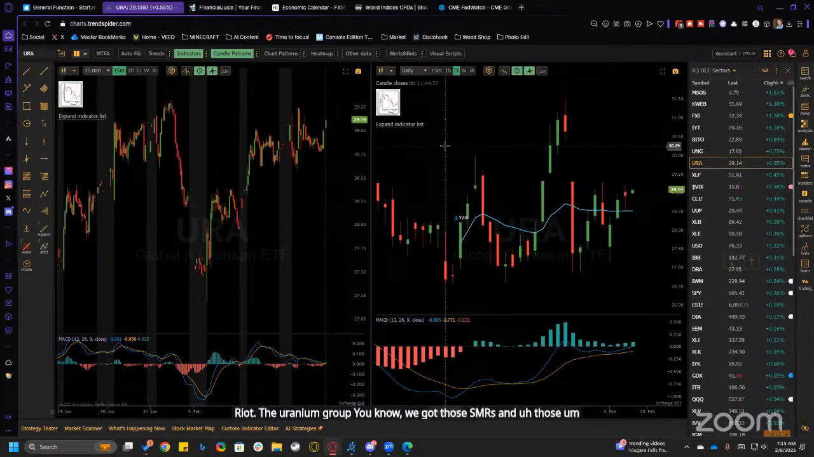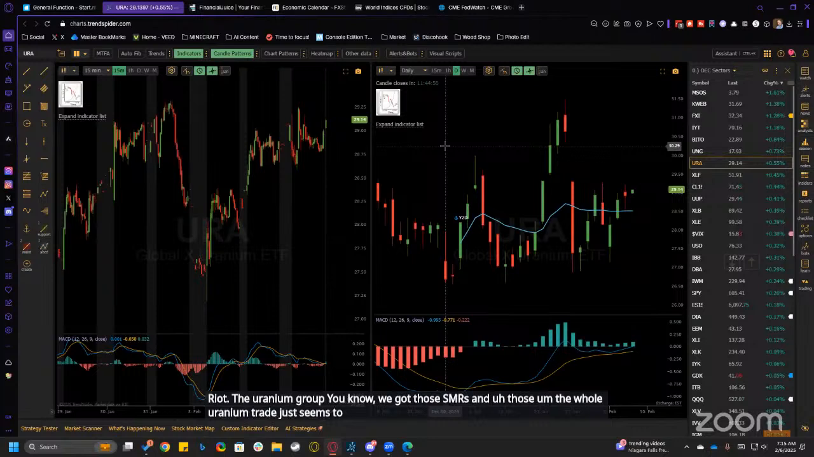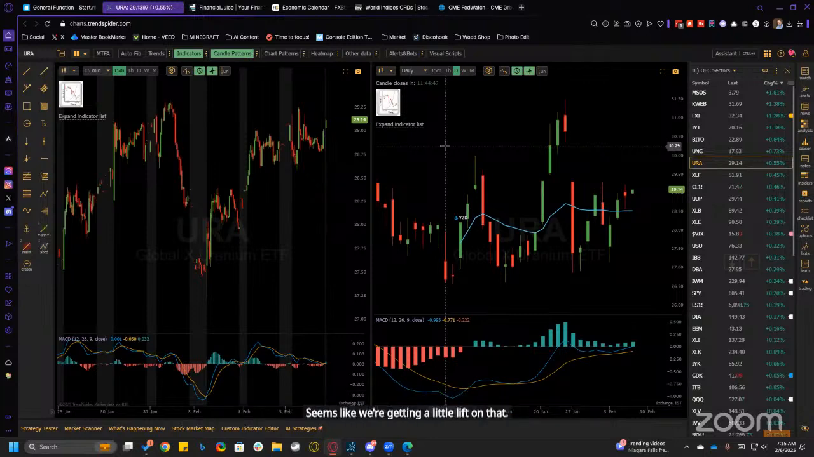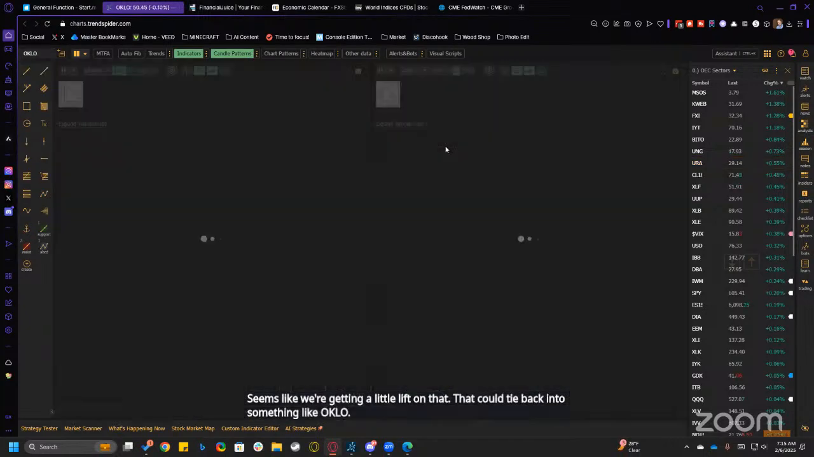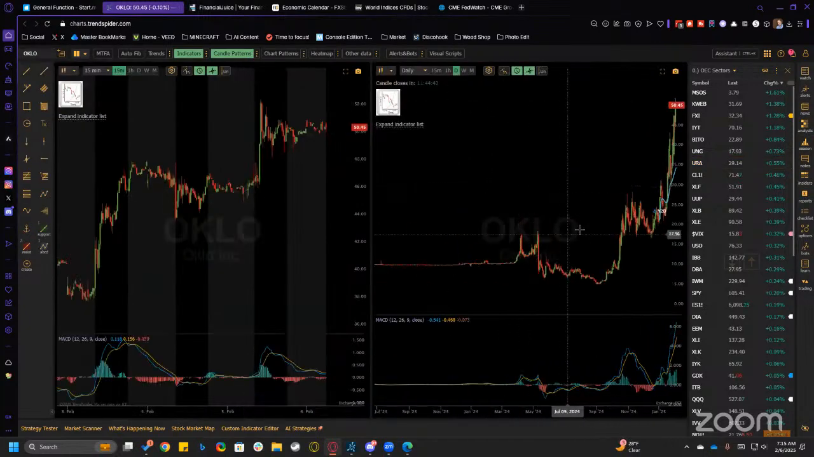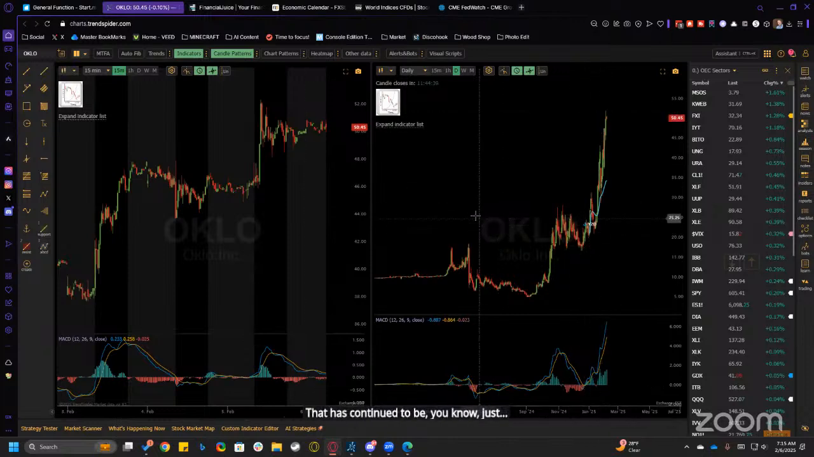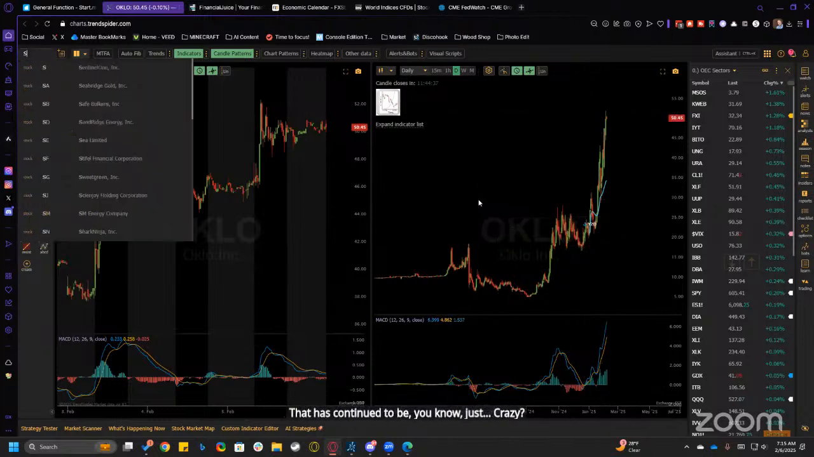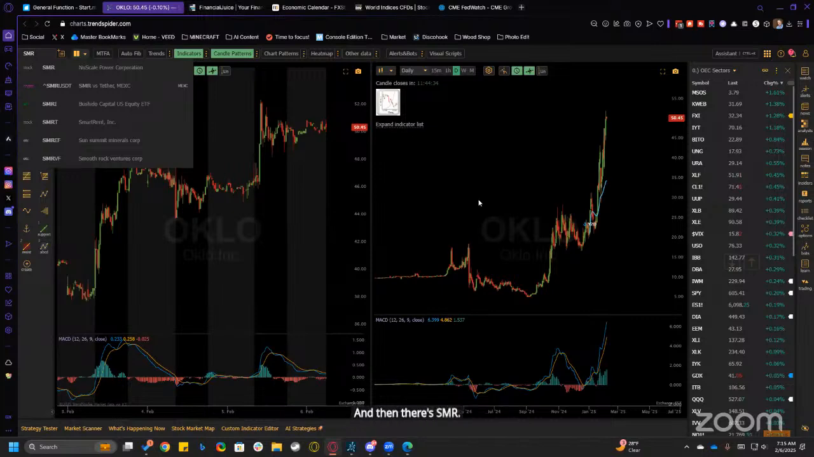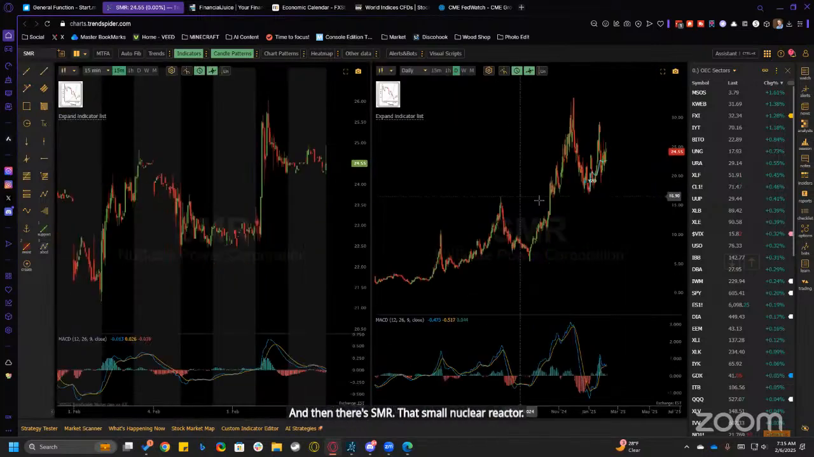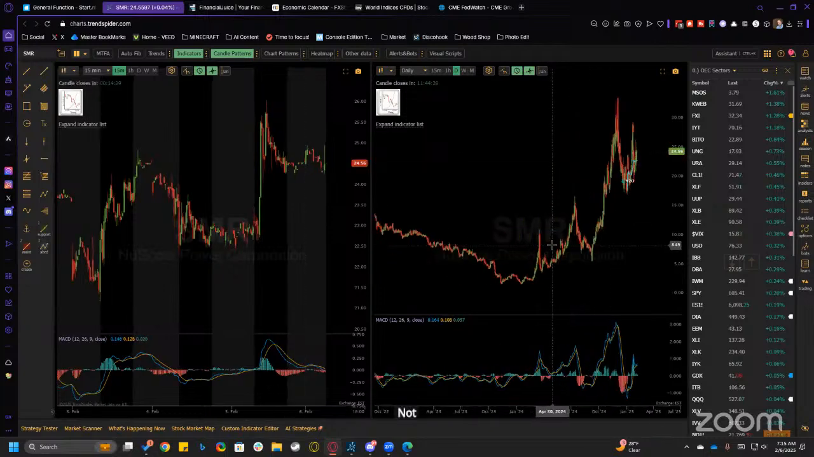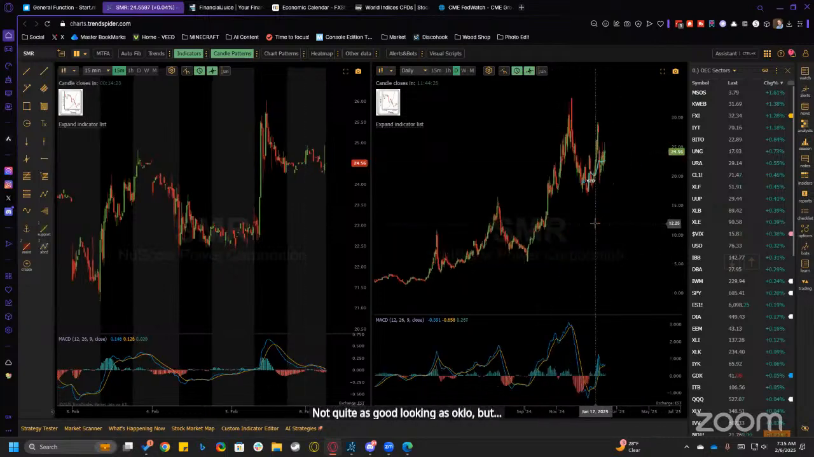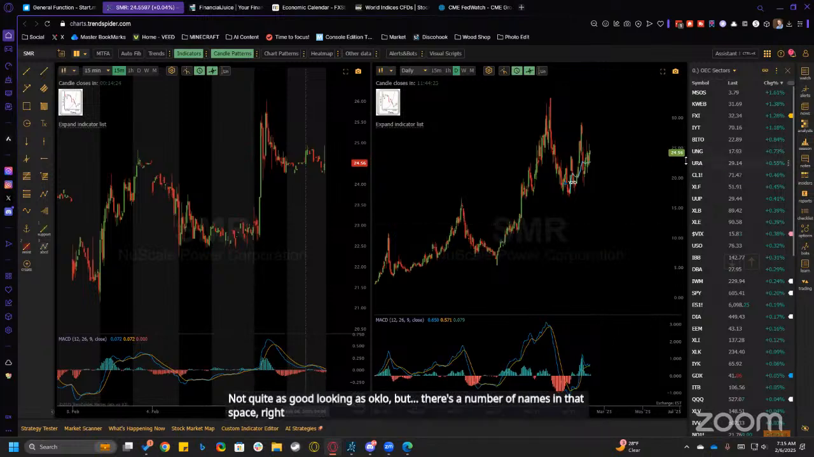the whole uranium trade just seems to tie back into the AI and the data centers and that whole trade, right? So it seems like we're getting a little lift on that. It could tie back into something like OKLO. That has continued to be just crazy. And then there's SMR, that small nuclear reactor. Not quite as good looking as OKLO, but there's a number of names in that space, right? It all ties back into that uranium play, energy for the data centers trade.